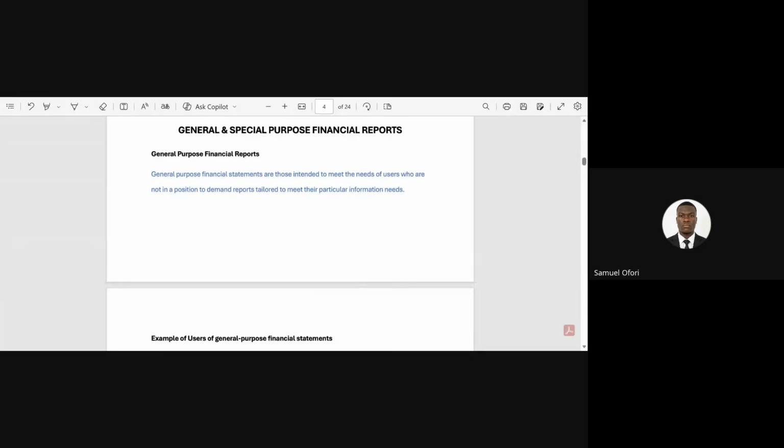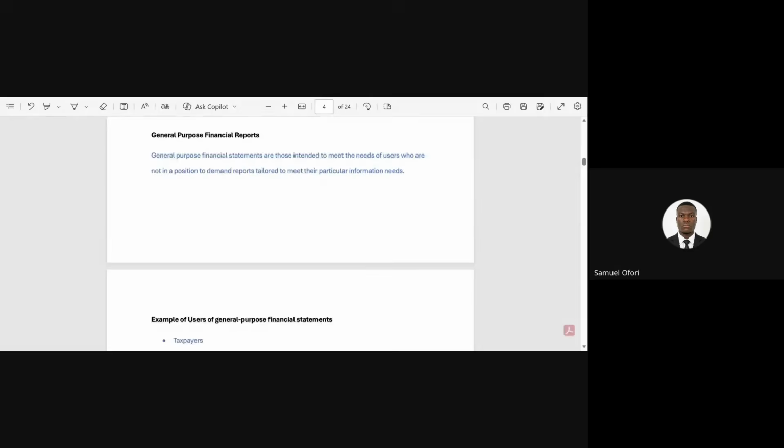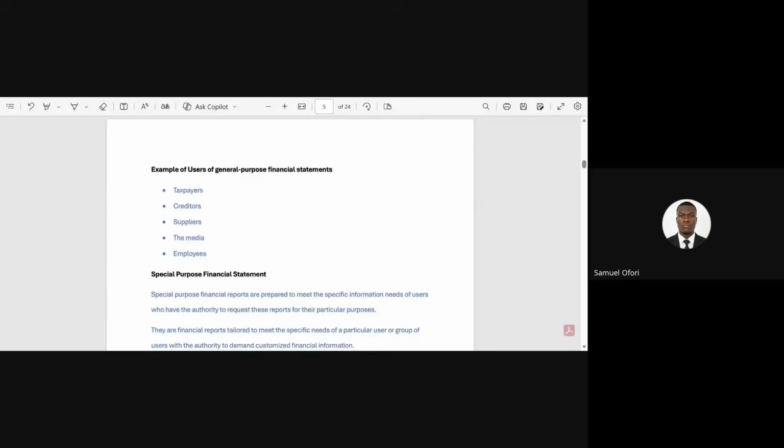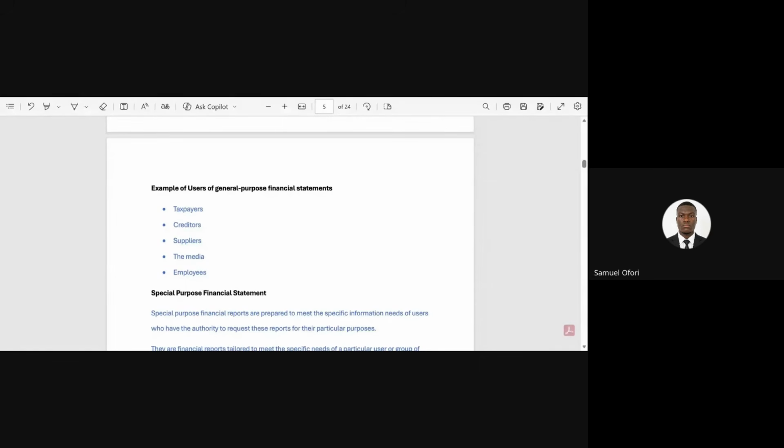So let's look at the users. Who are those people who pay attention to the general purpose financial statement? The users. We have the taxpayers, creditors, suppliers, the media, employees. Whenever a public entity prepares its financial statements, you as a taxpayer will be interested. But you cannot just go to, let's say, the Ministry of Finance and say, please, I request that you prepare financial statements for me right now. I want to check something. As a taxpayer, you cannot just do that.